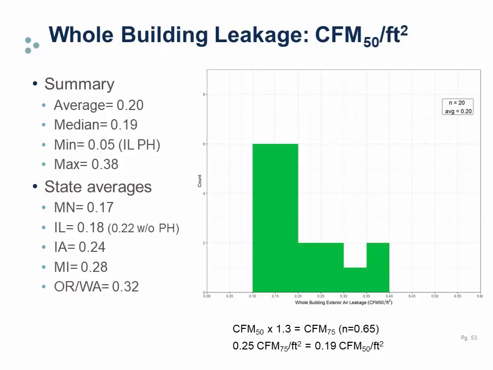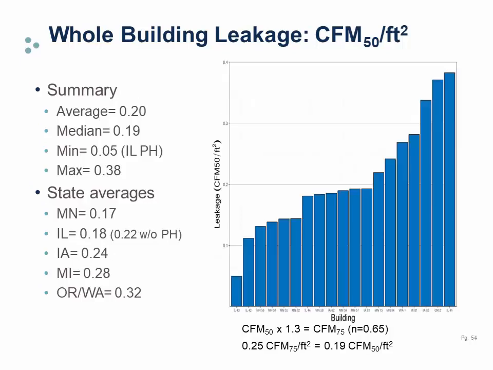The state averages look pretty similar to those listed under ACH 50, with Minnesota at 0.17, Illinois at 0.18, and 0.22 without the passive house. Iowa comes in at 0.24, Michigan at 0.28, and Oregon and Washington once again coming in at 0.32.